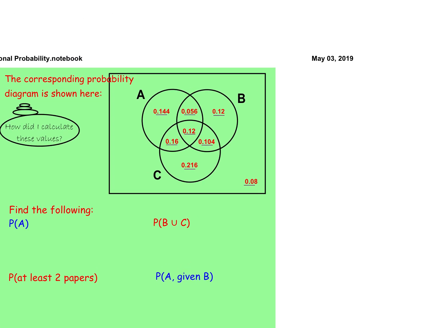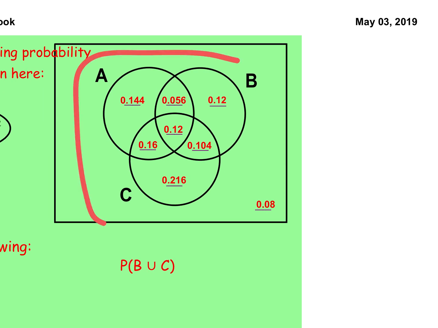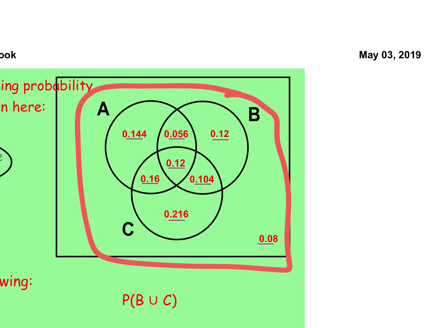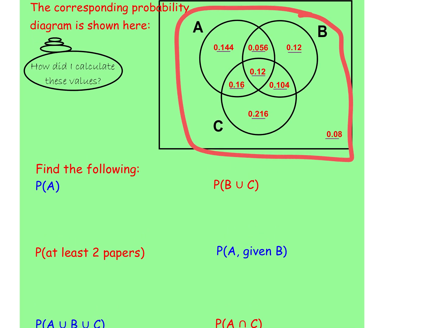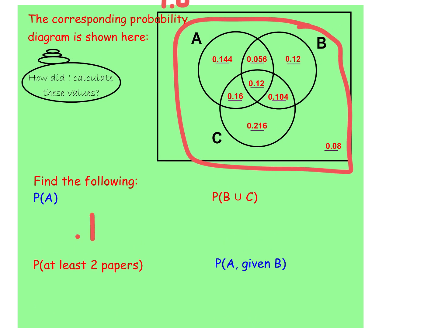So whenever there are percents like this, you can know they all add up to 100%. I'm going to put a 1.0 up there just to remind me that adds up to 100%. Probability of A. Most common mistake is somebody slaps down 144. No. It's all of the things in the A circle added together.